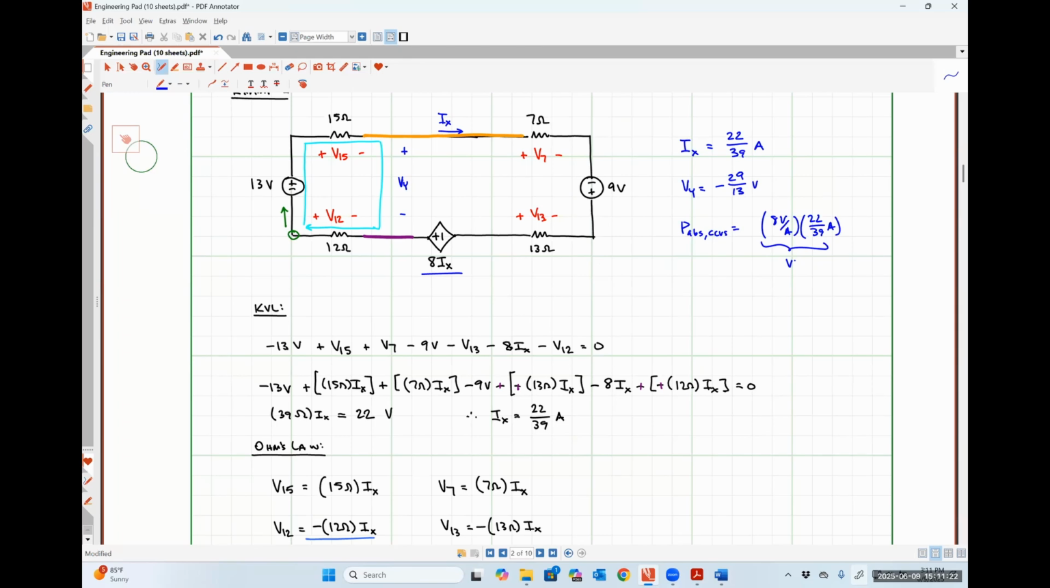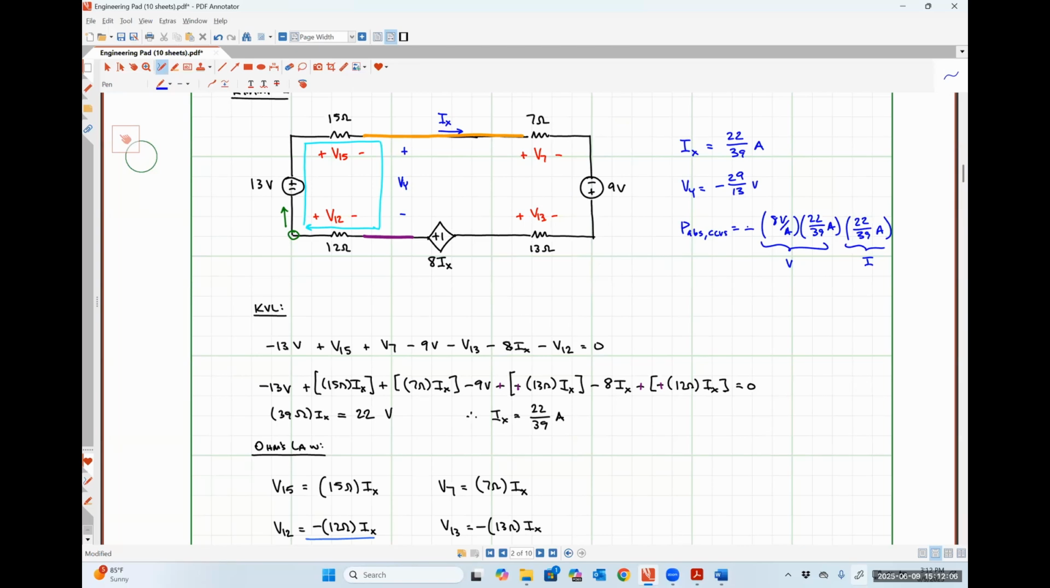Yes, sir. What's the current flowing through our dependent source? Is that just Ix? It is indeed just Ix. Is the current flowing into the positive polarity terminal or into the negative polarity terminal of our voltage source? The negative terminal. And we were trying to find absorbed power, so we just need to put a minus sign out in front. And now we can throw that into our calculator and get our power.